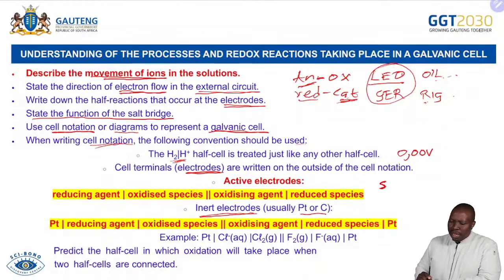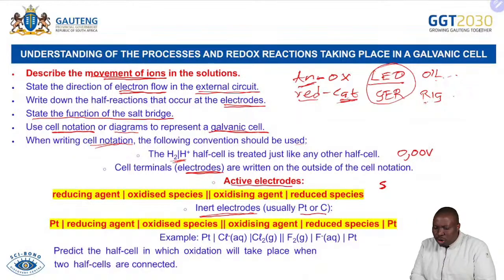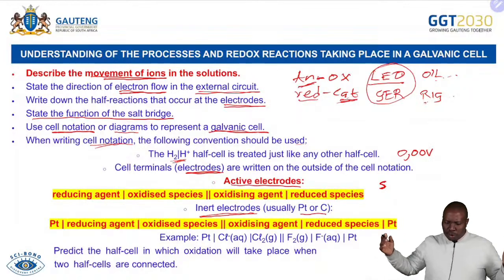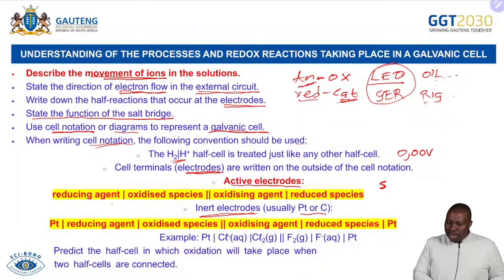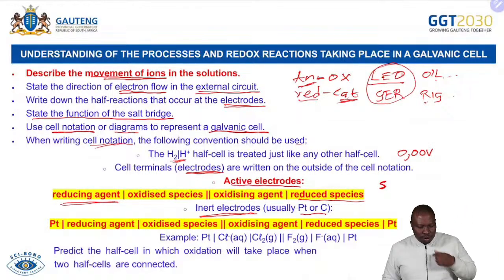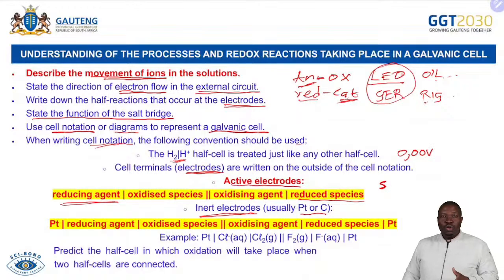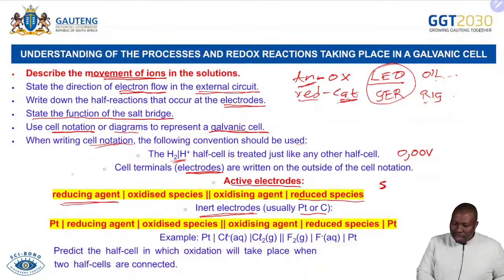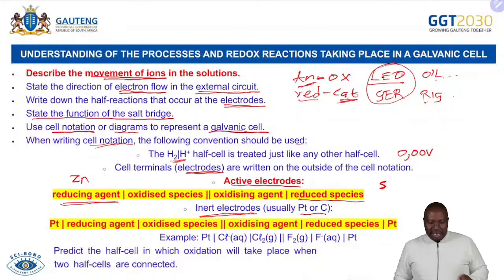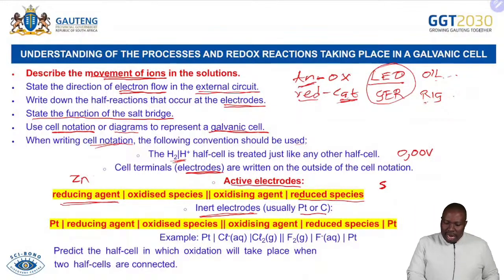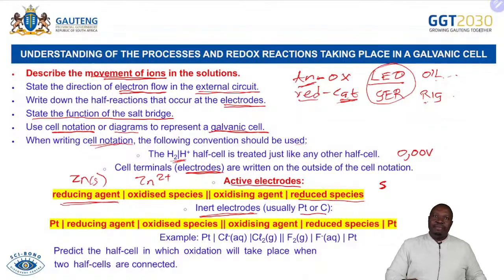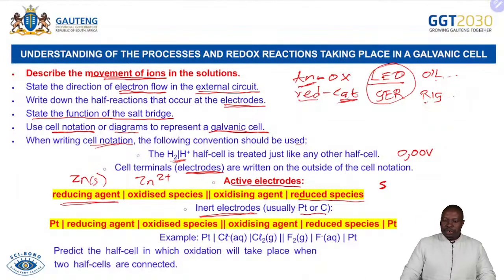Now, if you are having active electrodes, it means you are having two solids. The solids will be on the outside of your reaction. Here you'll have a solid, which will be your reducing agent. For example, if it's zinc, the zinc is solid, and then you are having the oxidized species, in this case zinc 2+. You are able to see that, and they are separated by the salt bridge in between them.